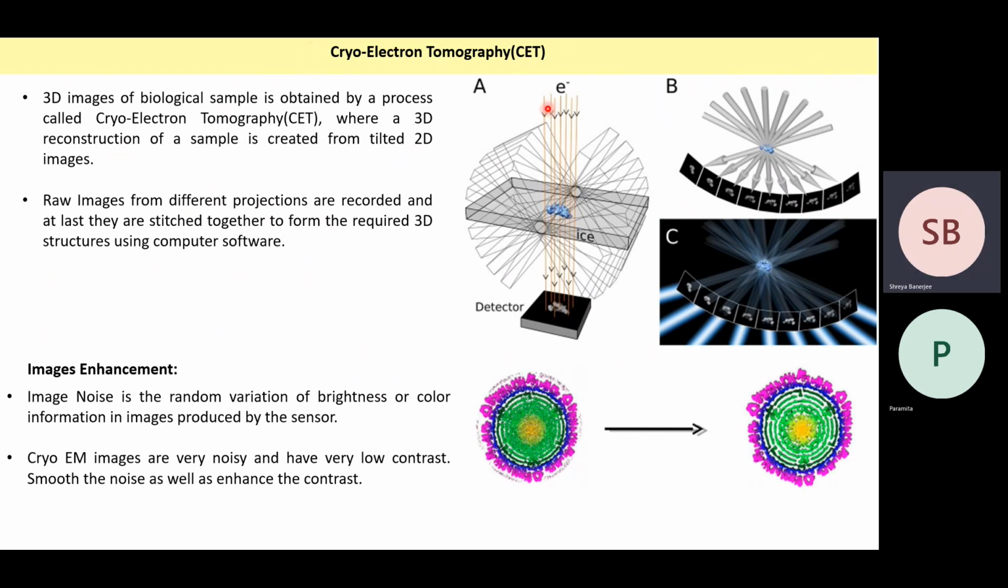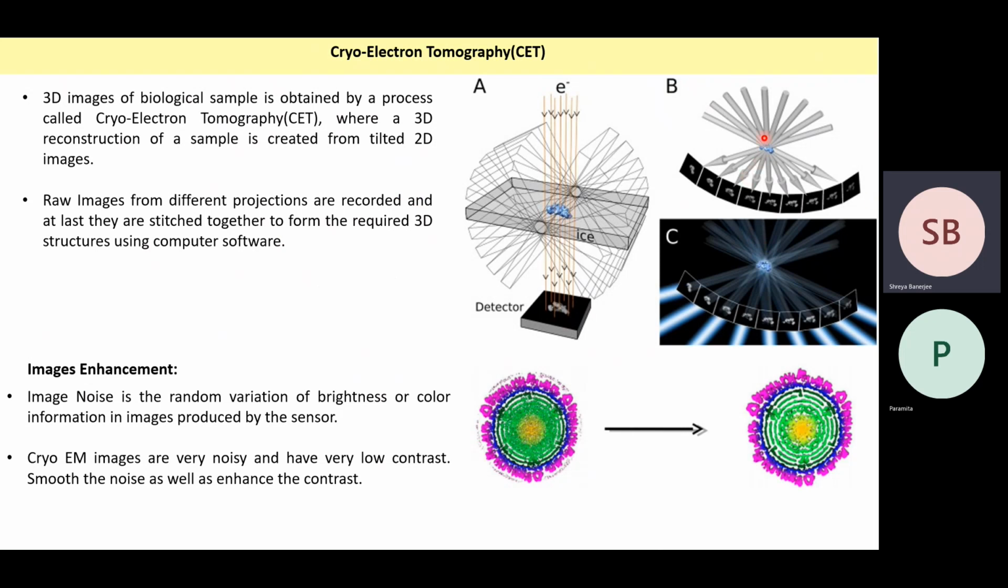Next, there is something called cryo-electron tomography or CET. 3D images of a biological sample are obtained by a process called cryo-electron tomography, where a 3D reconstruction of the sample is created from tilted 2D images. So if this is the protein structure that is there, the electron beam passes through different angles through the protein, and you get the image of the protein at different tilt angles. These raw images are recorded and stitched together to form the required 3D structure using computer software.